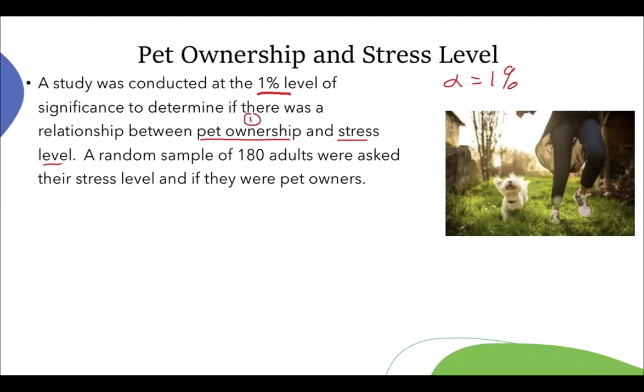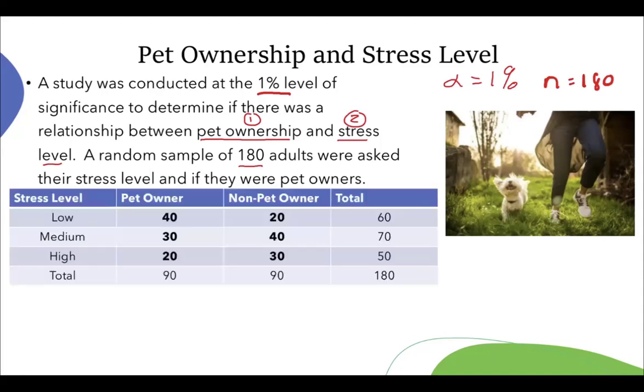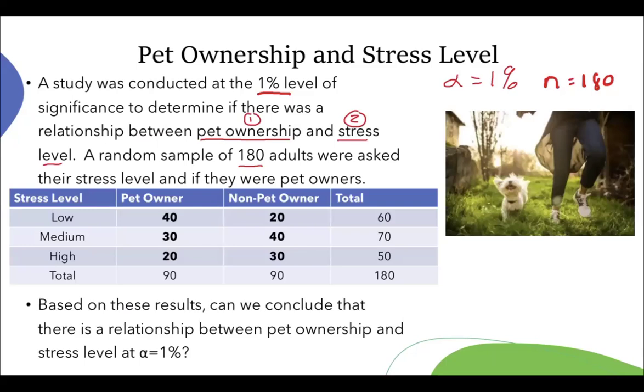So 1 and 2. A random sample of 180 adults. That's the size of our sample. We could take note of that. Were asked their stress level and if they were pet owners. And we have this contingency table. Based on these results, can we conclude that there is a relationship between pet ownership and stress level at an alpha of 1%?